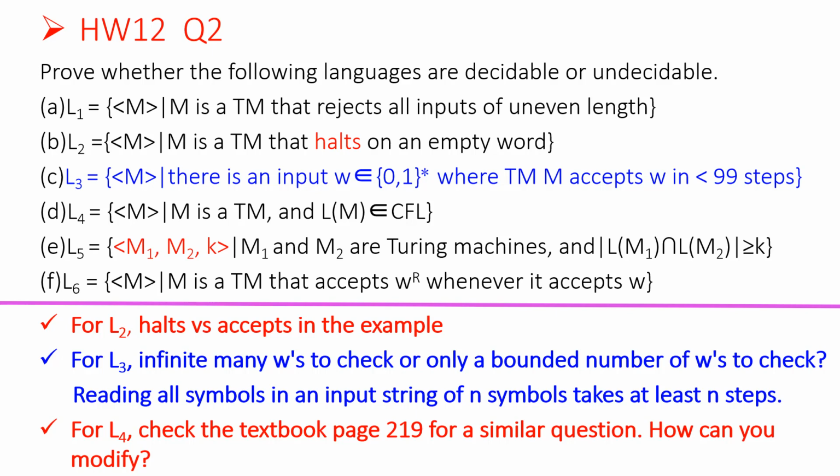Okay, let's analyze those languages. If you look at L2, it's so similar to the example I talked about before. So can you make use of that proof by modifying it a little bit? L3 is tricky. Think about, do you need to check infinitely many W's or only a bounded number of W's? Remember that reading all symbols in an input string of n symbols takes at least n steps, because you need to check each symbol in each step.